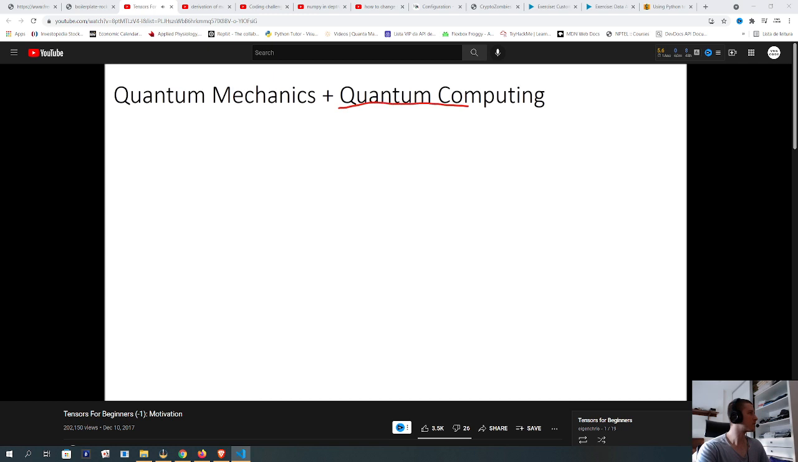All right, so another example of tensors being important is in quantum mechanics, and in particular, quantum computing. Quantum computing is a pretty active field of research these days. If we ever get quantum computers working, they'll be able to solve some problems that the classical computers we use today are not able to solve, or at least can't solve very efficiently.